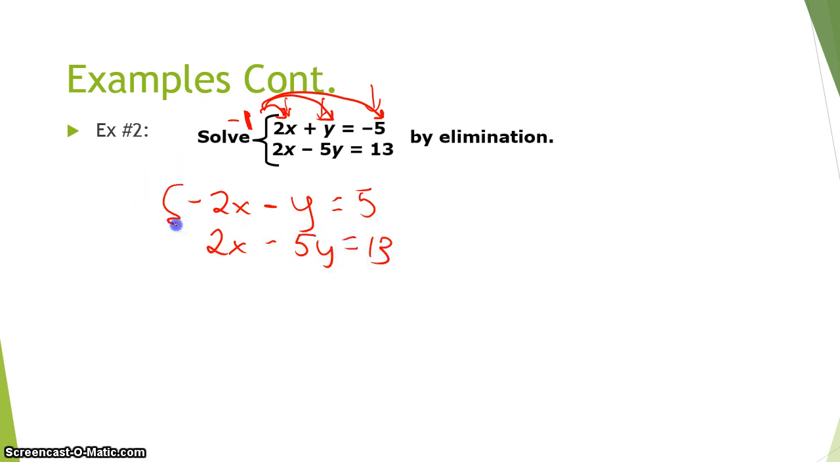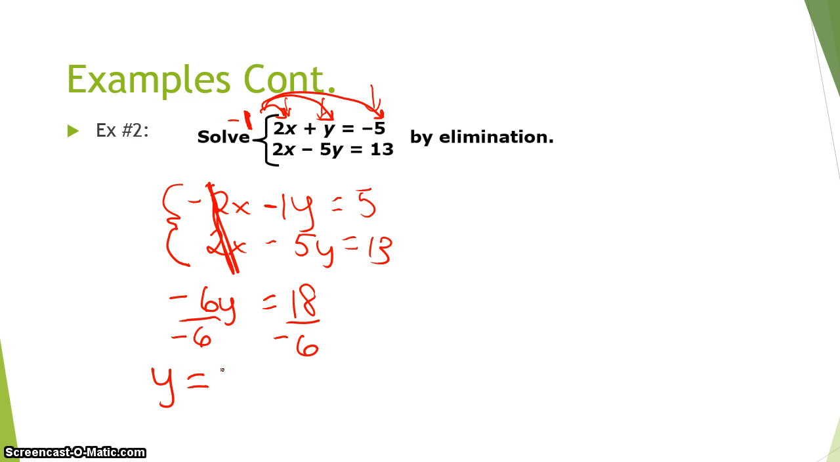I can now eliminate because my x's will cancel out. -2 plus 2 becomes 0. That cancels. -1y minus 5y is going to give me -6y, which equals 5 plus 13, which is going to give me 18. I now can solve for y by dividing by -6 on each side. So y equals 18 divided by -6, which gives me -3.